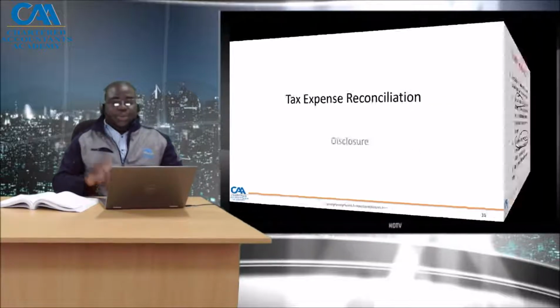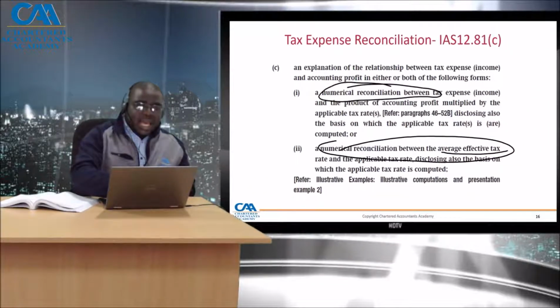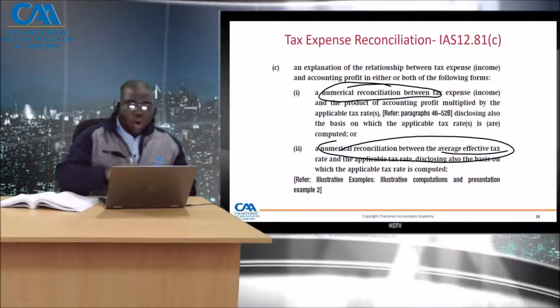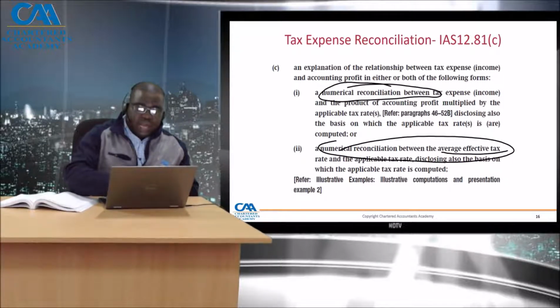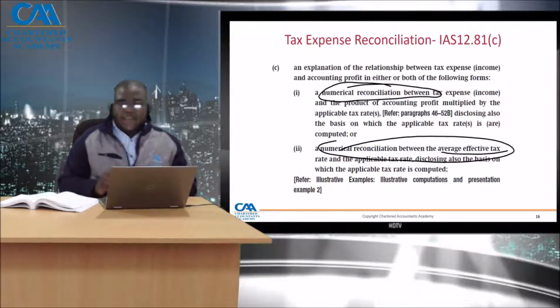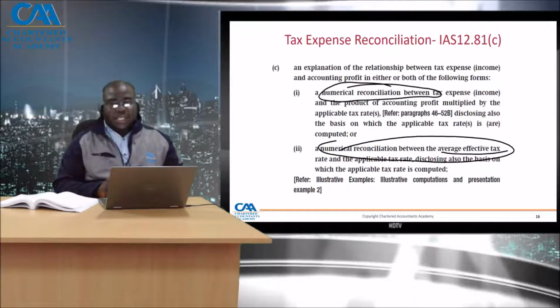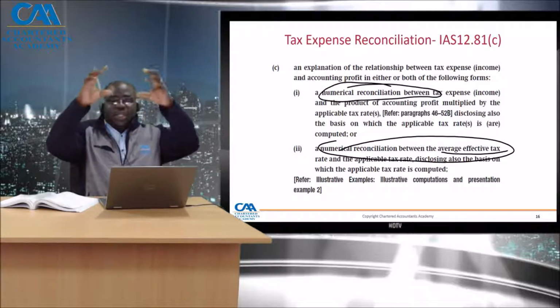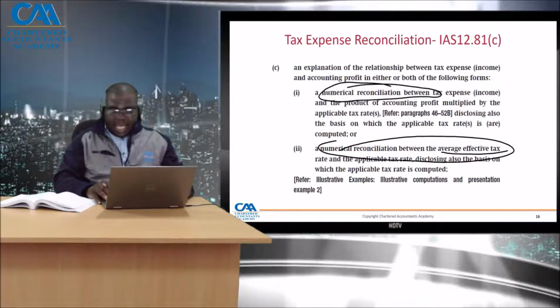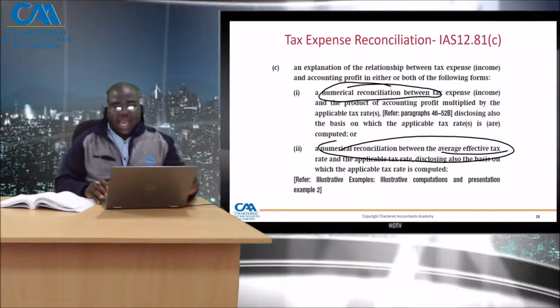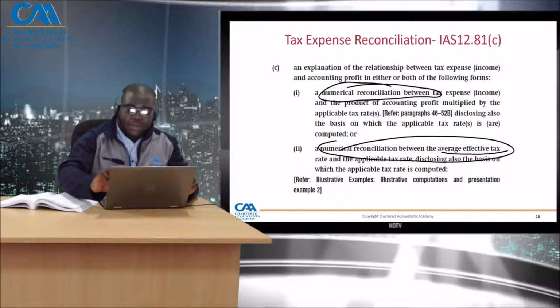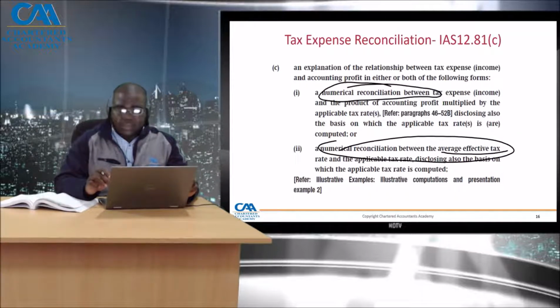And this should be presented in either numerical reconciliation between the tax expense or numerical average effective tax reconciliation. So you can also show it in amount or in rate. And this is easily presented. So this is where the numerical reconciliation, where you're saying this is my profit before tax, accounting profit.